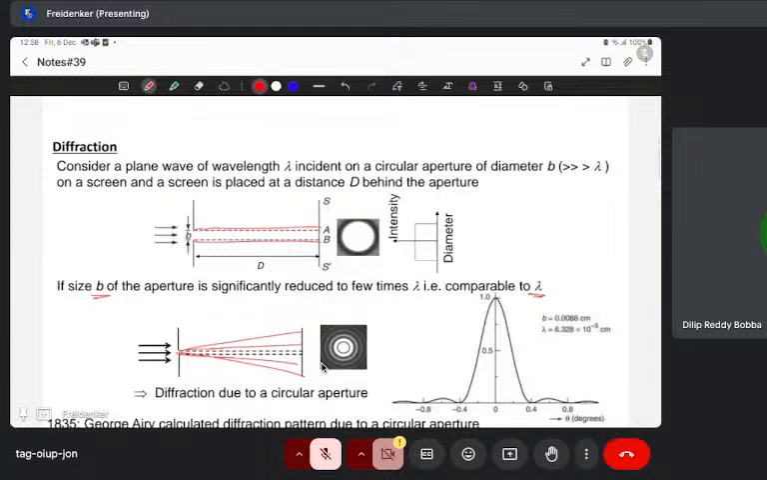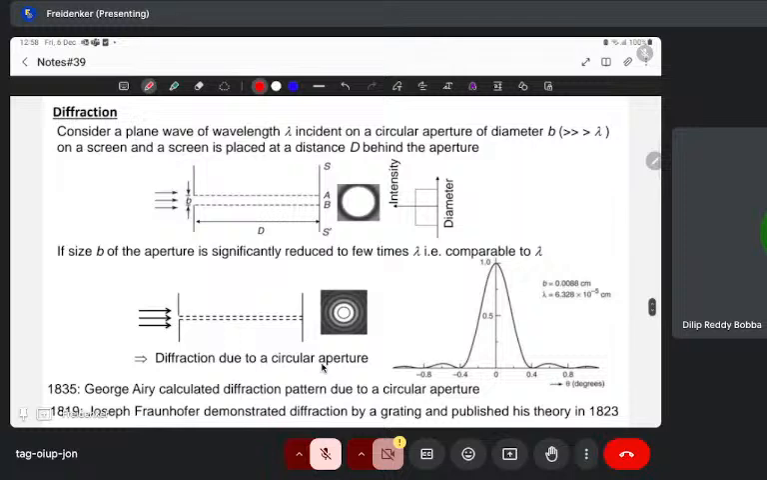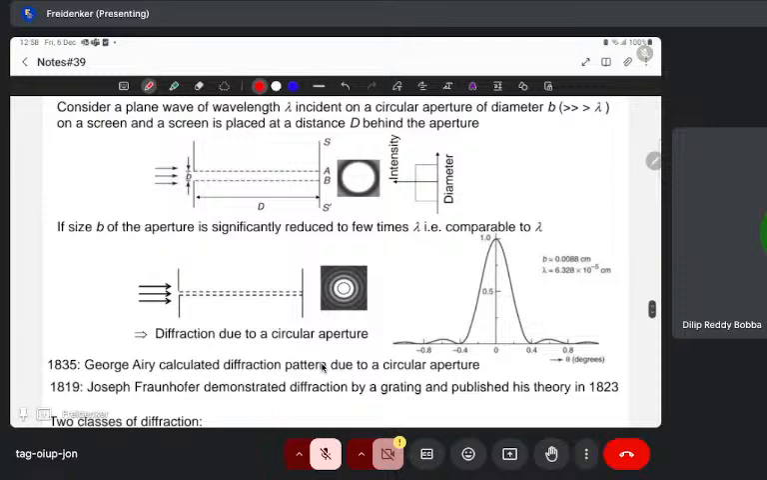So, do we say light is interfering with itself? Something like that. It's happening here also, but then you won't notice. The effect is small, but it's only observed when the size of the aperture is comparable to the wavelength of incident light. Okay, they've shown how the pattern looks. Fine. Okay, this is called the Airy pattern.